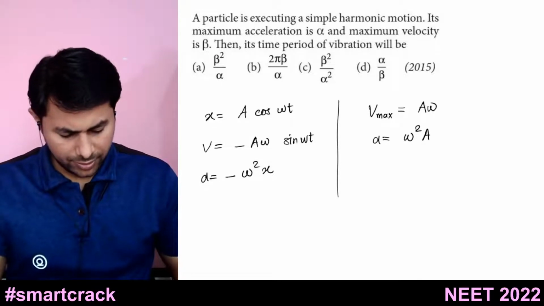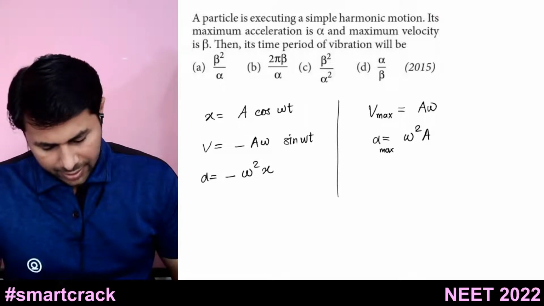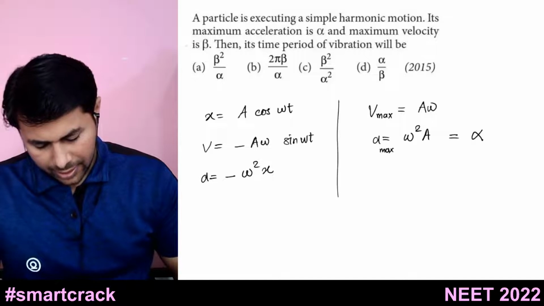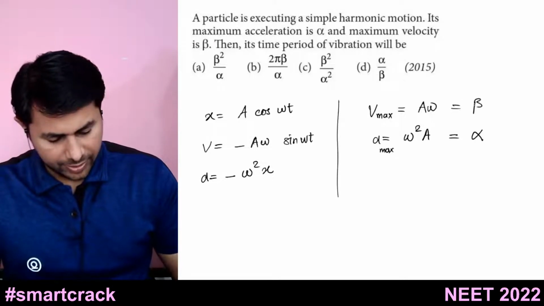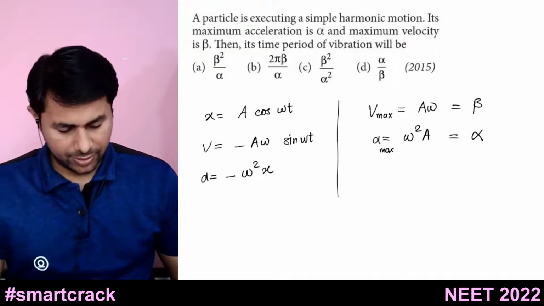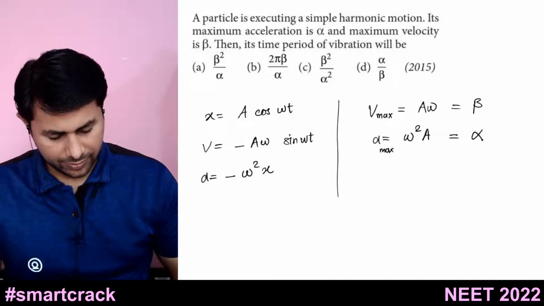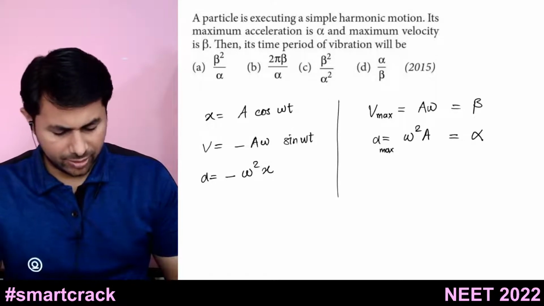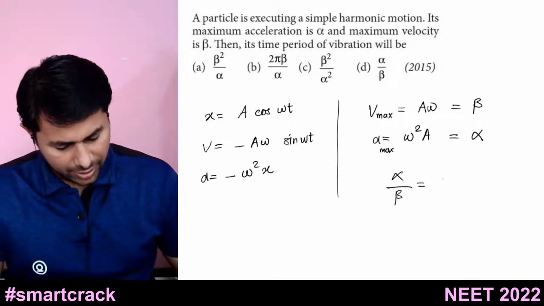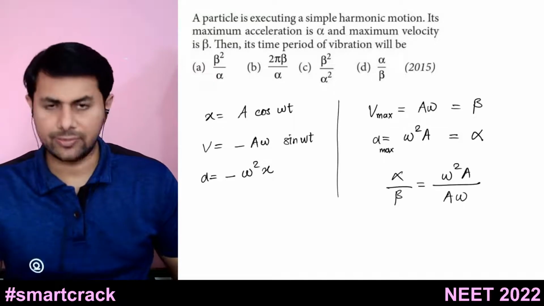So this is a max, the maximum value, and it's given in the question that its maximum acceleration is alpha. So this is equal to alpha, and maximum velocity is beta. So this is equal to beta. And we want its period of vibration. So let's divide these two equations. I will take alpha upon beta, and I will get omega square A, this is alpha, divided by A omega, this is beta.